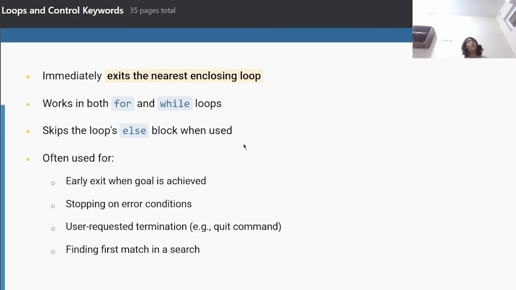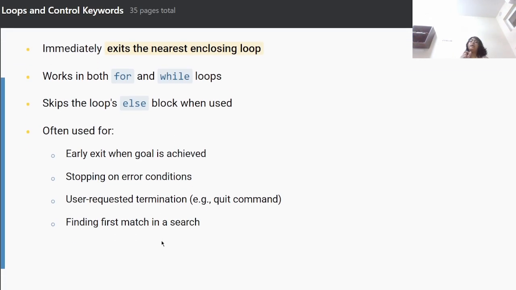It works for both for and while loops. It skips the loop's else block when used. Suppose you have a loop with for and else, and there is a break before the else statement. What happens? It doesn't even go to the else statement. It executes the for statement and it breaks itself.